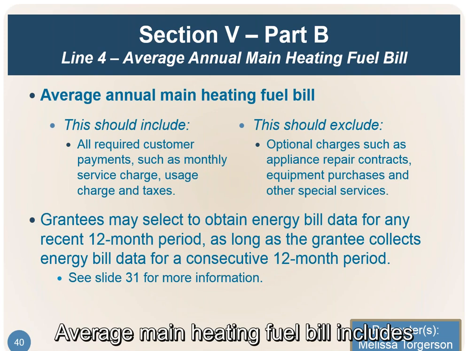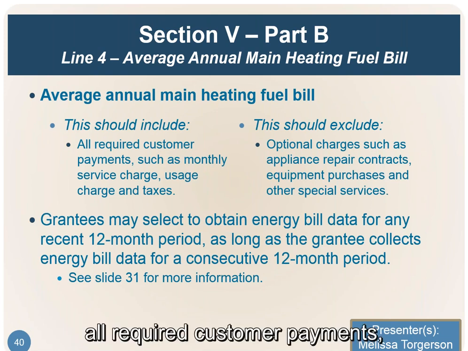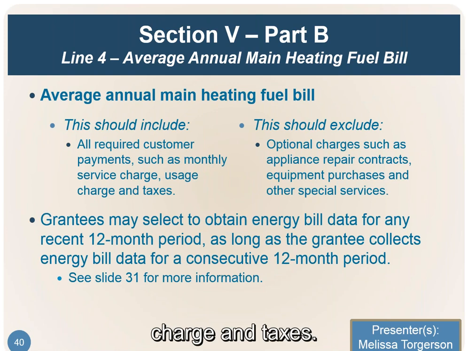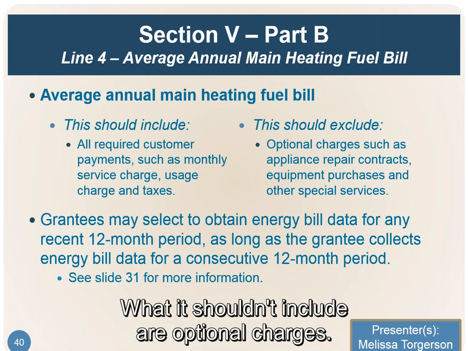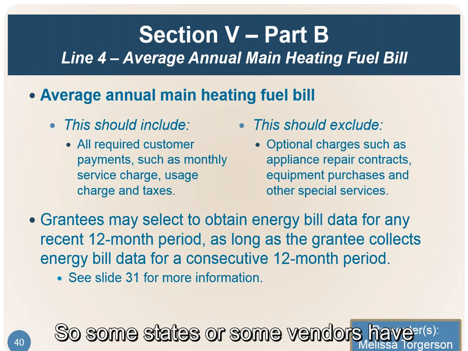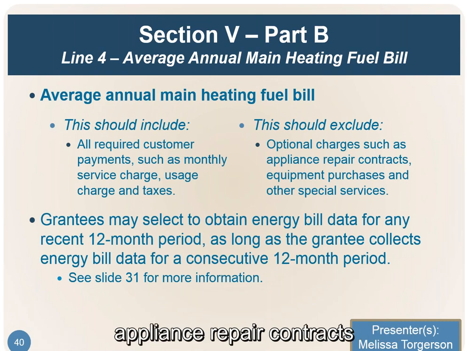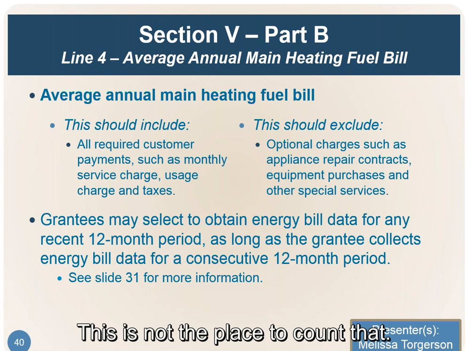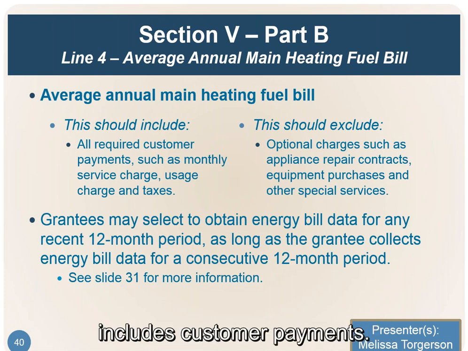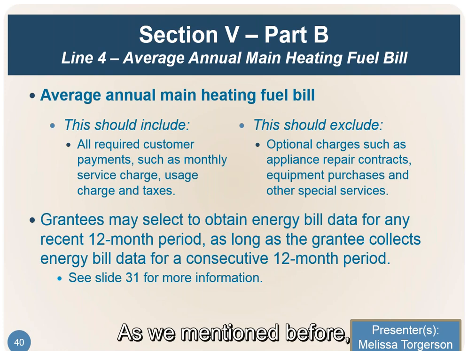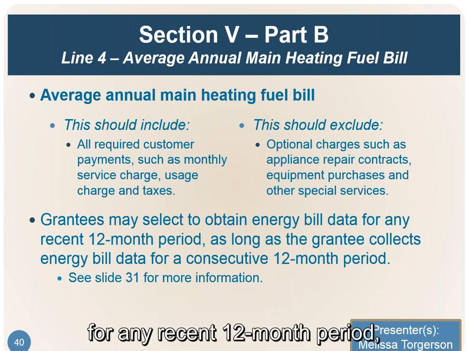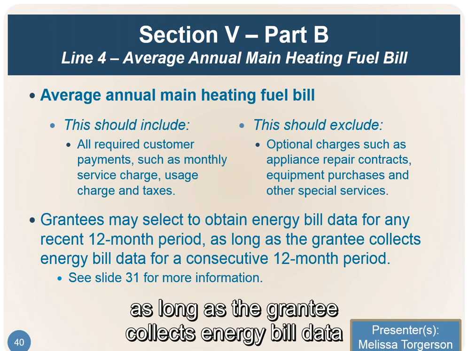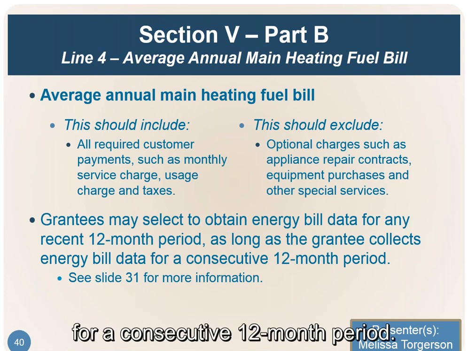Average main heating fuel bill includes all required customer payments, so monthly service charge, usage charge, and taxes. It may include deposits. What it shouldn't include are optional charges. So some states or some vendors have appliance repair contracts or appliance financing charges, equipment purchases, or other special services. This is not the place to count that. The average main heating fuel bill includes customer payments. As we mentioned before, grantees may select to obtain energy bill data for any recent 12-month period as long as a grantee collects energy bill data for a consecutive 12-month period.